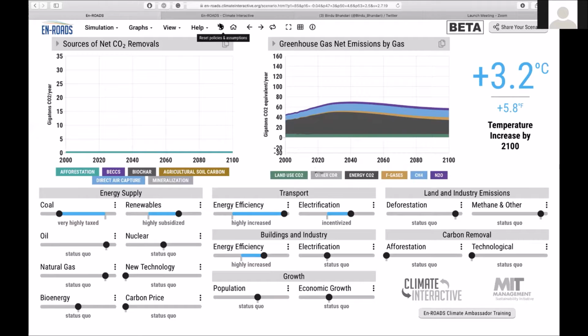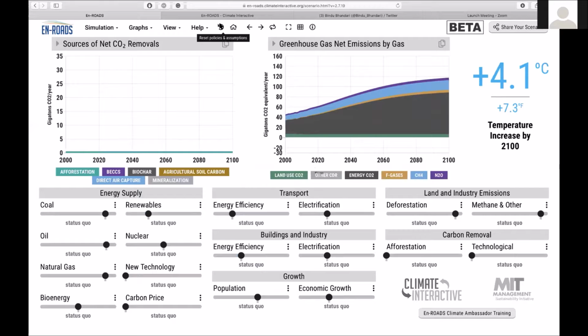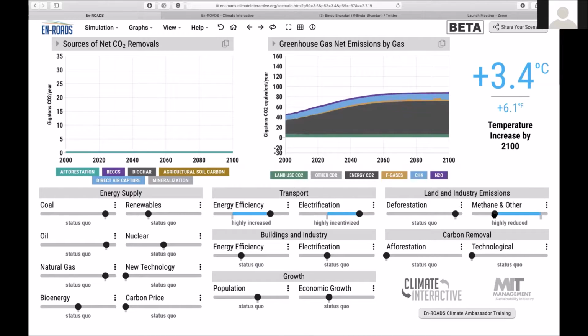So I can reset all these policies and assumptions. But if you see in this business as usual scenario, these large waves, the blackest area here, is energy carbon dioxide. This is where most of our greenhouse gas emissions are coming from. And as I move these sliders again, you can see how these areas are shrinking. If I say, for example, methane and other gases, highly reduce emissions, you see this blue area, the blue waves representing emissions from methane, has now shrunk and become a very small area.